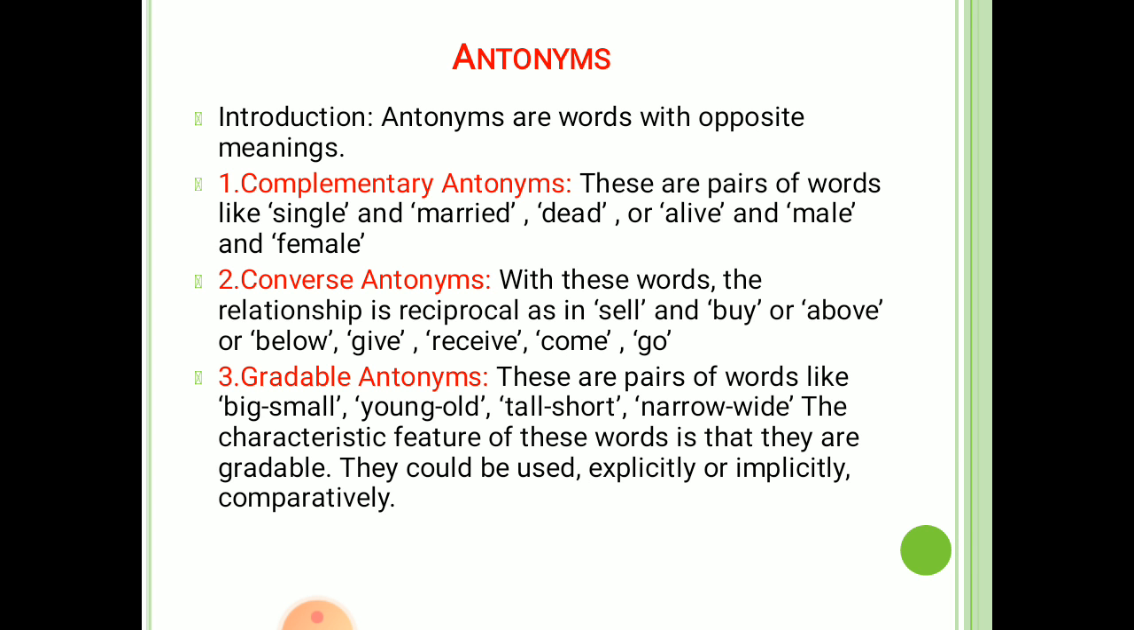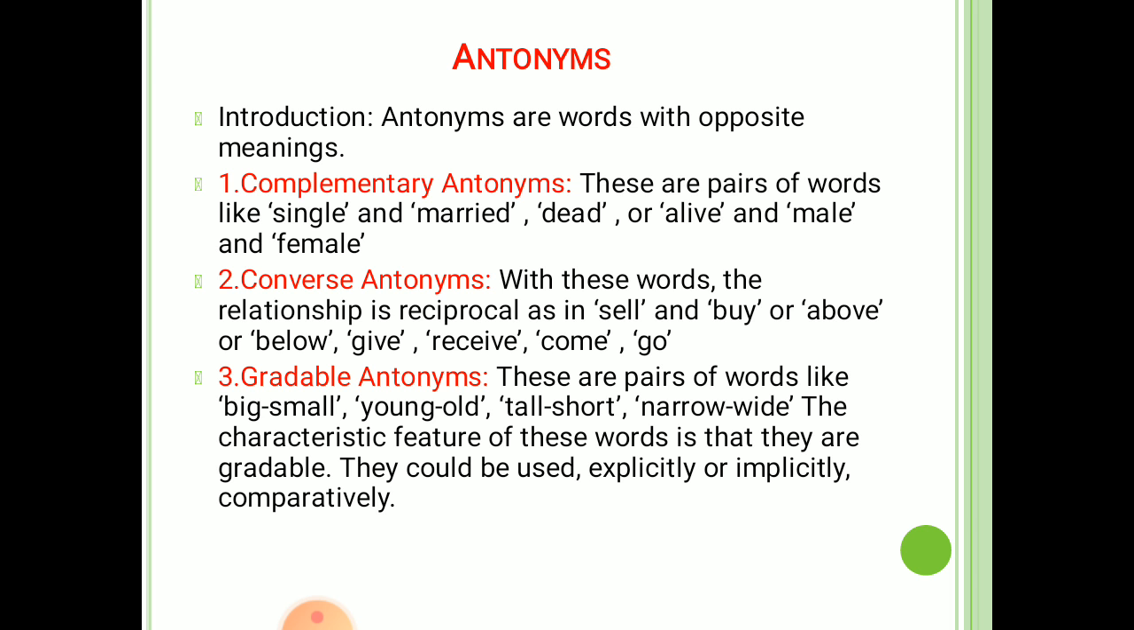Second, converse antonyms. With these words, the relationship is reciprocal, as in sell and buy, above and below, give and receive, come and go. For example, Jack sold his house to John implies that John bought Jack's house from him.